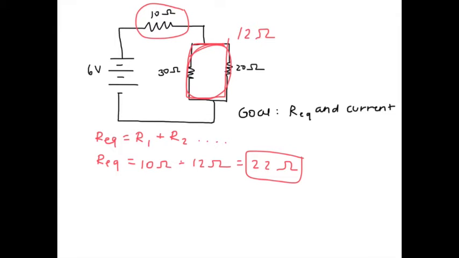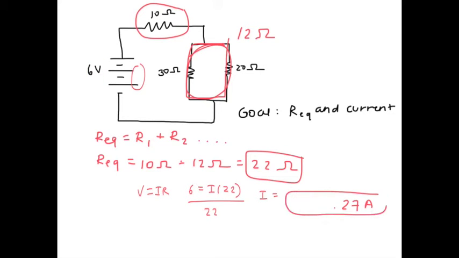Next, we're solving for current, so we know that V equals IR. V in this case is 6 because it's 6 volts again, so 6 will equal current times the equivalent resistance, which is 22 ohms. If I divide both sides by 22, I get that the current equals 0.27 amps.